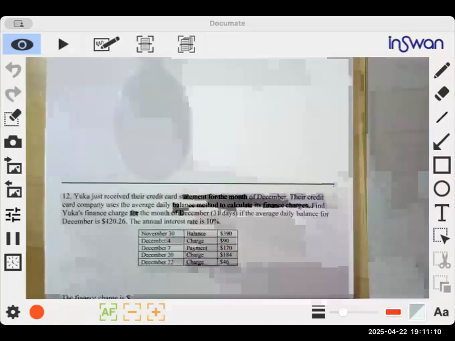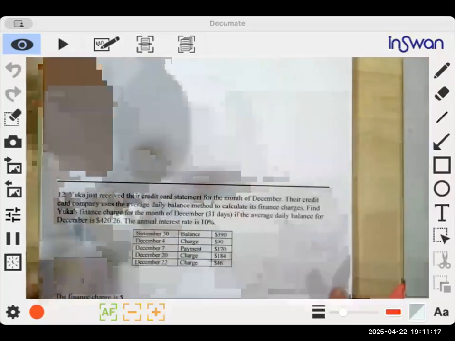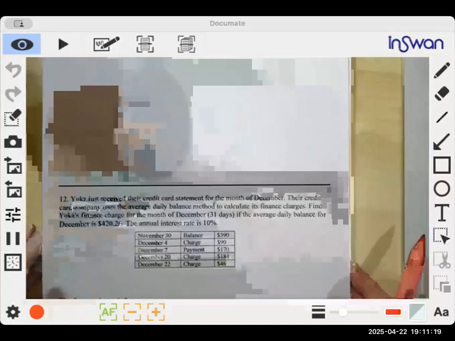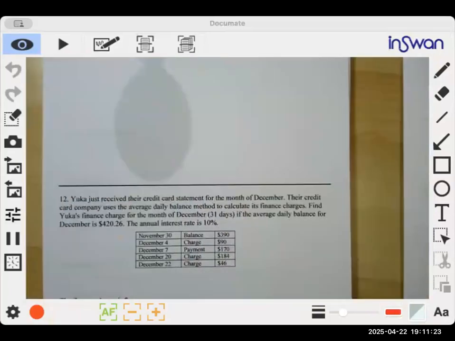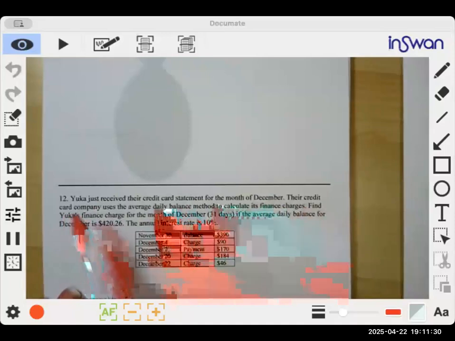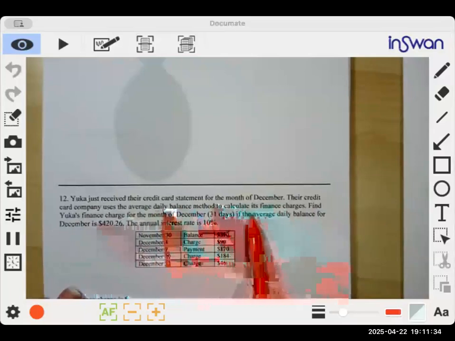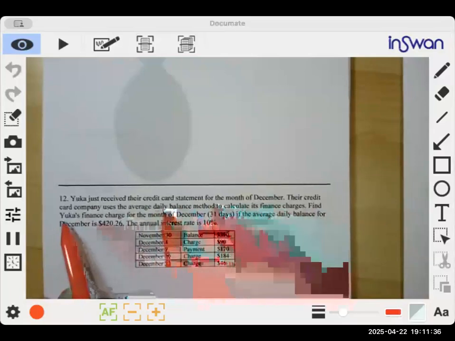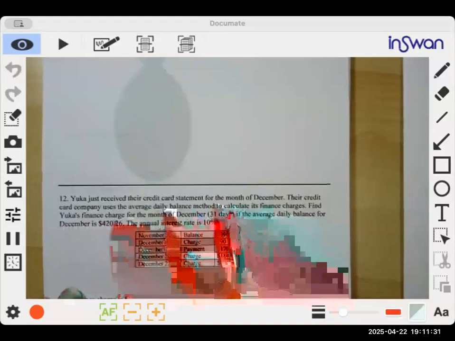So average daily balance. You can pretty much be rest assured that these longer problems, one of these will be on the test because that's the way it just seems to work out. All right, so Yuka received their credit card statement for the month of December. The credit card company uses average daily balance, which most credit cards do, to calculate its finance charges. Find Yuka's finance charge for the month of December, which has 31 days.